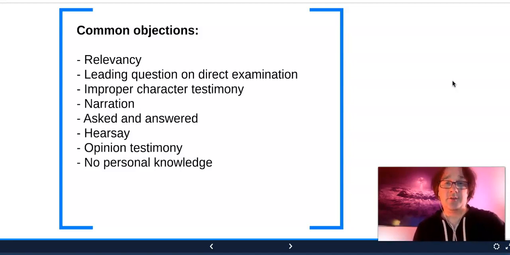Hearsay, we had already spoken about. That's also another common objection. Objection, hearsay. Opinion testimony. So remember, opinion testimony can only be given by an expert witness. So any witness on the stand who's not deemed an expert by the court, by the judge, is not allowed to give their opinion on the case or on the defendant.